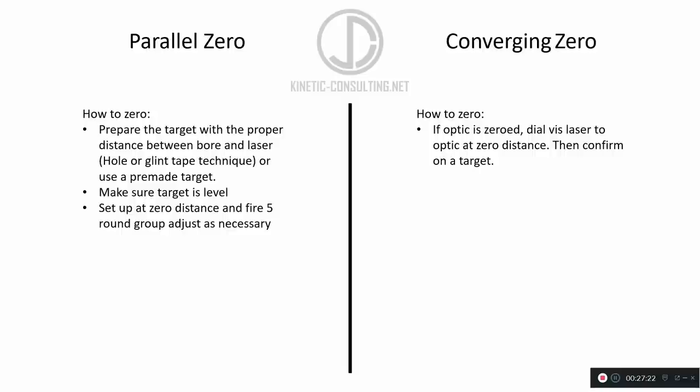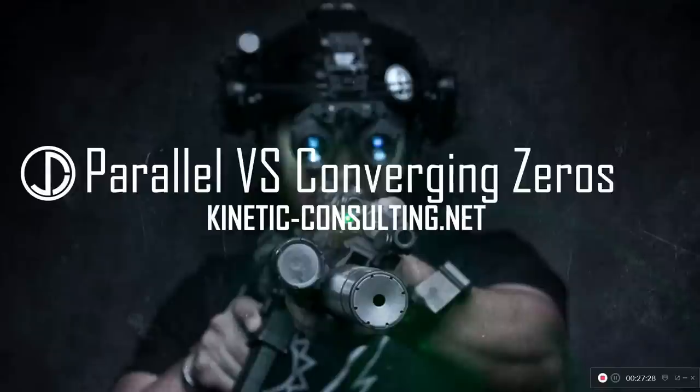So that's pretty much how you would get a converging zero. So guys, that kind of ends my whole rant of 27 and a half minutes of parallel versus converging zeros.